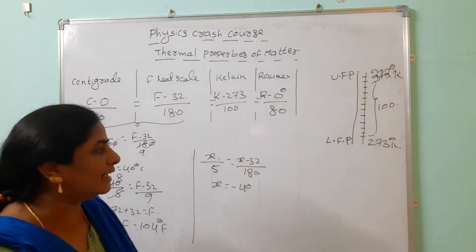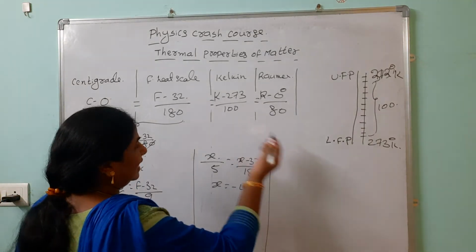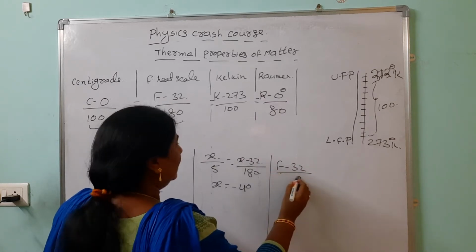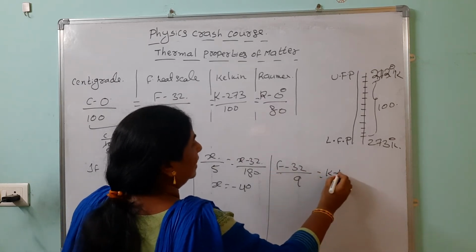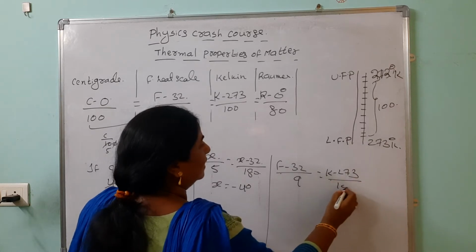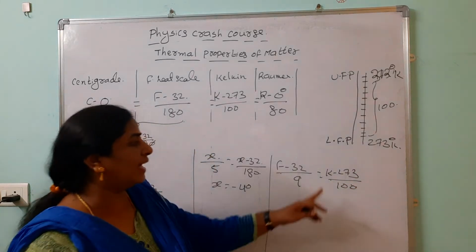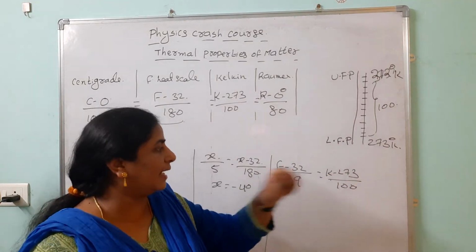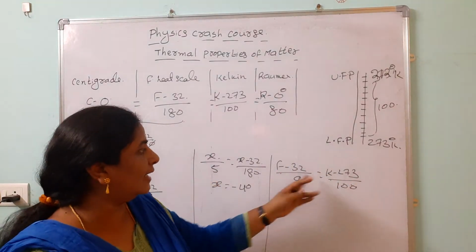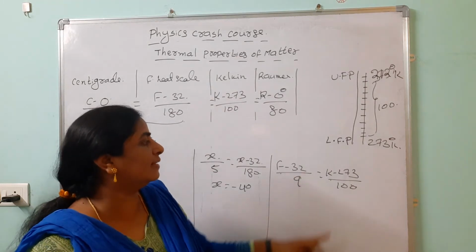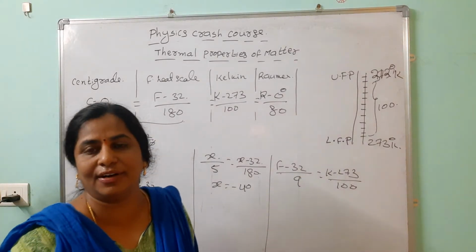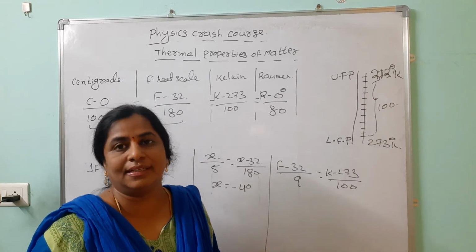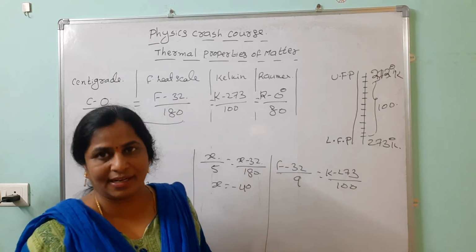Like that, how to give the relation between the Fahrenheit scale and the Kelvin scale? Same, F minus 32 by 9 equals K minus 273 by 100. Suppose they give the K value as 373. 373 minus 273 is 100. Then F equals 32 plus 9, you get 41 degrees Fahrenheit. Like that, you can give the relation and convert the temperature from one scale to another.